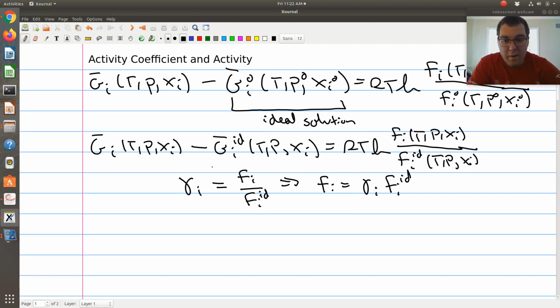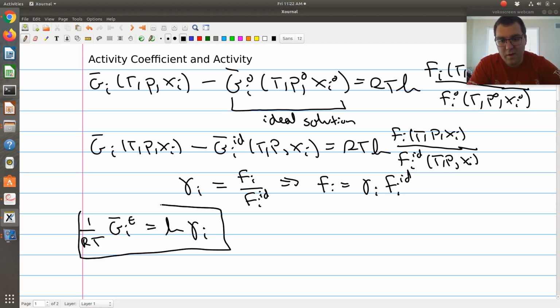G bar i minus G bar i ideal, that's equal to partial molar excess. I'm going to bring the RT over, so we get that 1 over RT, G bar i E is just equal to log gamma i. So my activity coefficient is by definition equal to my partial molar excess Gibbs free energy at the same temperature, pressure, and composition.